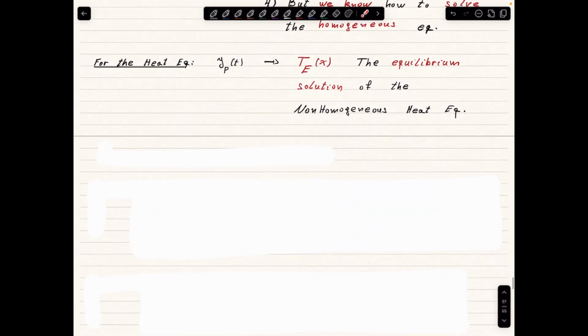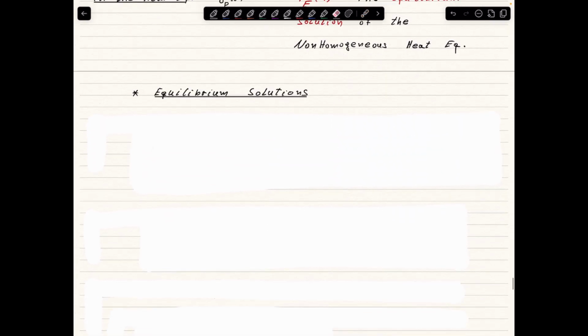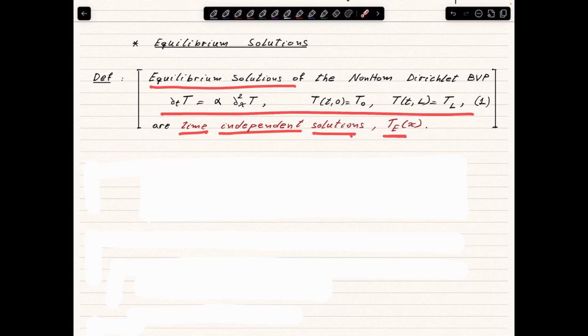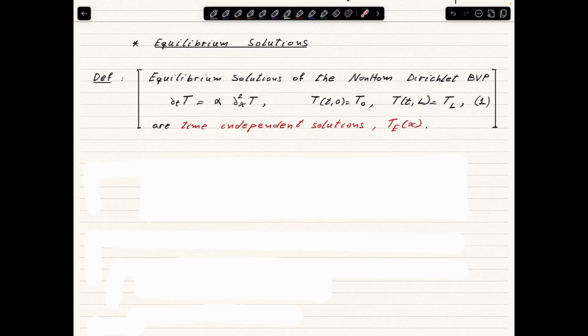So let's introduce the equilibrium solution for the heat equation with non-homogeneous boundary conditions. The definition is the equilibrium solutions of the non-homogeneous Dirichlet boundary value problem. We don't need initial conditions here, just the boundary value problem for the heat equation with non-homogeneous boundary conditions. The equilibrium solutions are time-independent solutions of this problem, that we are going to call T sub E, equilibrium temperature.